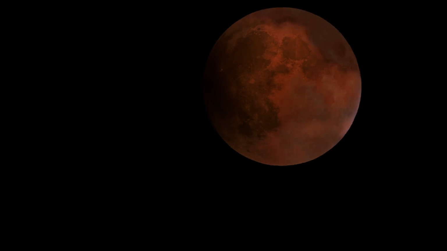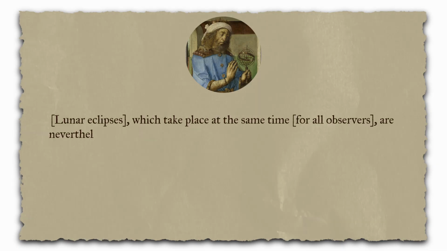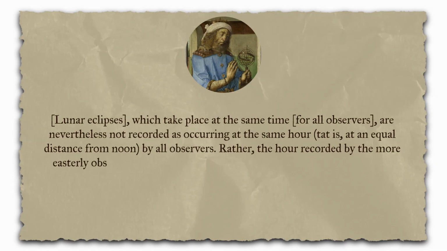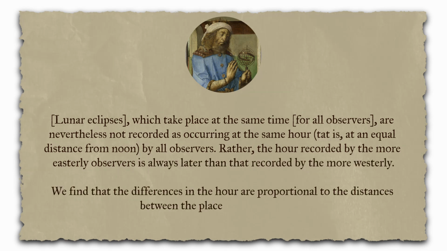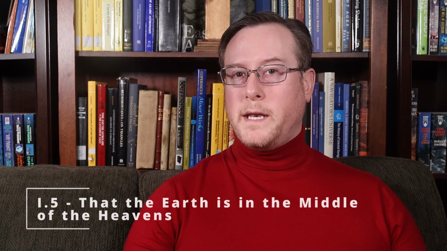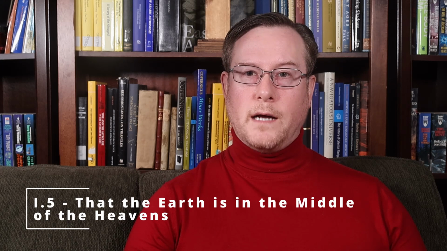He notes that eclipses are not recorded as occurring at the same hour by all observers. Rather, the hour recorded by the more easterly observers is always later than that recorded by the more westerly, and the differences in the hour are proportional to the distances between the places of observation. As further proof, Ptolemy also notes that when one sails towards mountains, they seem to rise out of the ocean, beginning with their peaks, due to the curvature of the Earth. Ptolemy next discusses the location of the Earth in the cosmos.